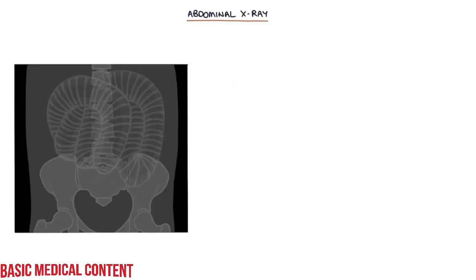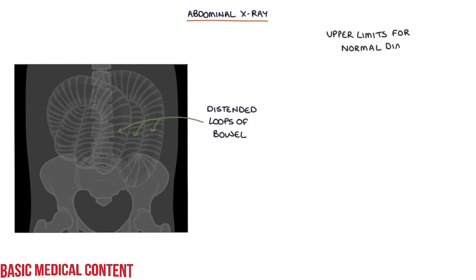Let's talk about abdominal X-rays. The key finding of bowel obstruction in an abdominal X-ray is distended loops of bowel. The upper limits for the normal diameter of bowel are 3 cm for the small bowel, 6 cm for the colon, and 9 cm for the cecum.